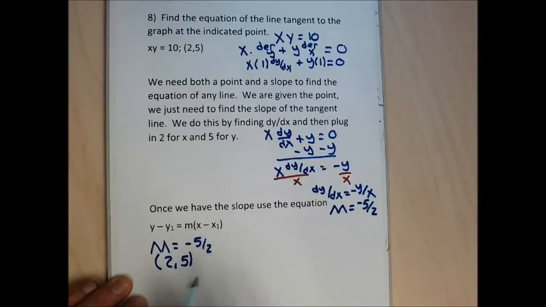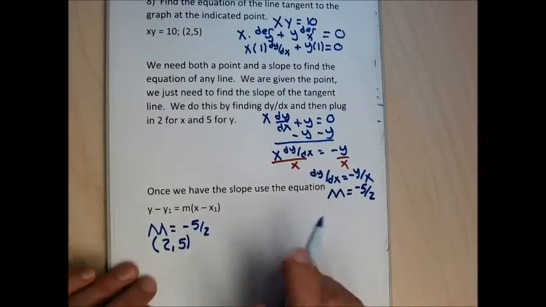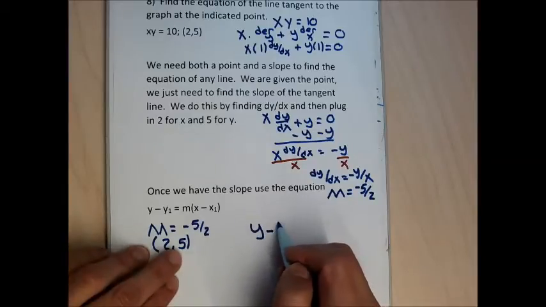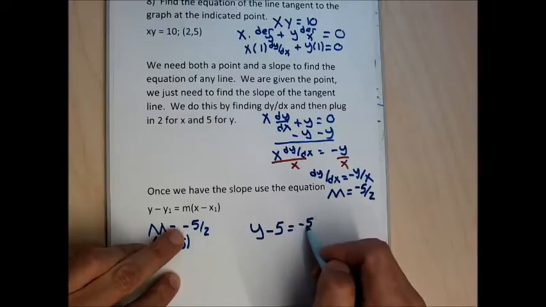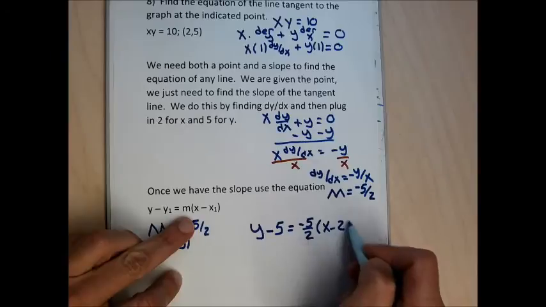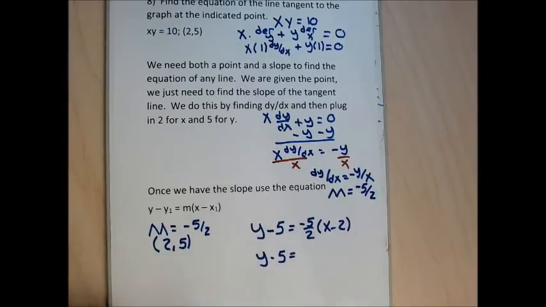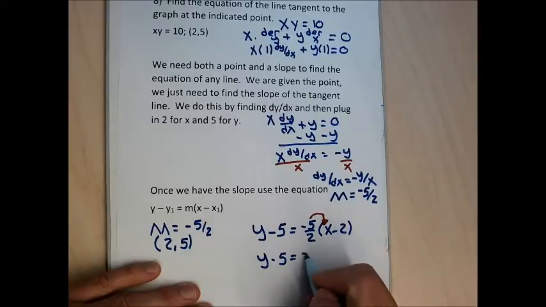(2, 5). And now I'm going to use y minus y1 equals m times x minus x1 to find my equation. So my answer is going to be y minus y1, which is y minus 5, equals m, which is negative 5 halves, times x minus x1, which is x minus 2. I'm going to leave the left side y minus 5, and I'm going to clear the parentheses on the right side. I'm going to go negative 5 halves times x, which is negative 5 halves x.